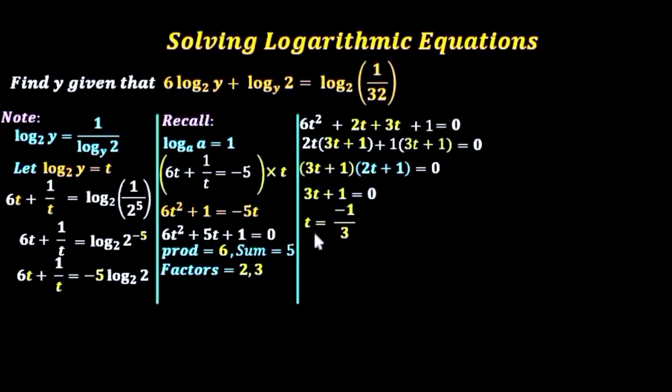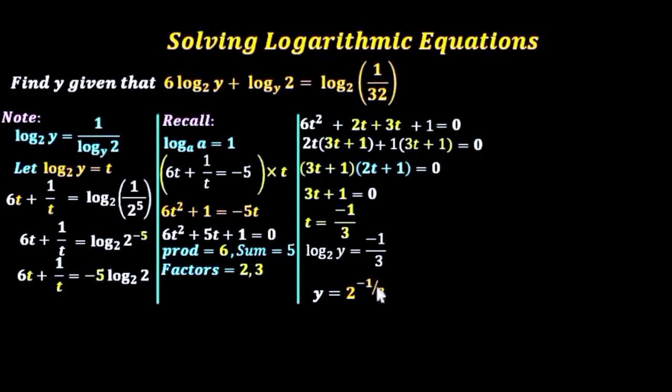Now at this point, we'll come back to the point where we had let. Remember, we had let log y to base 2 to be t. So this will resurface here. So instead of t, we will write log y to base 2. So log y to base 2 is negative a third. Expressing this in index form, we'll have the base raised to the number negative a third, giving us y. So y is equal to 2 raised to negative a third. And that is the value of y.